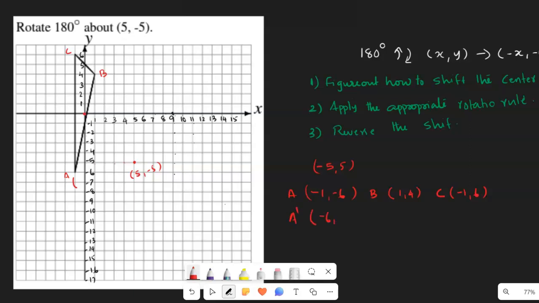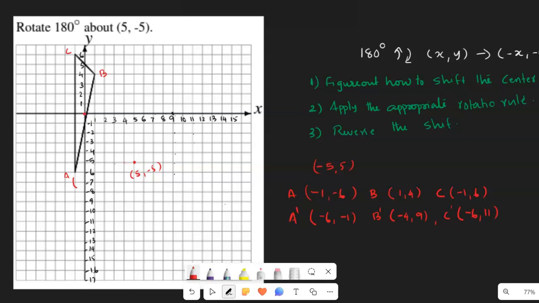Negative 6, negative 6 plus 5, negative 1. Now b prime, the same with the shift. 1 plus negative 5, negative 4. 4 plus 5, 9. And c prime, negative 1 plus negative 5, negative 6. 6 plus 5, 11. So these are actually the coordinates after we shifted the origin.